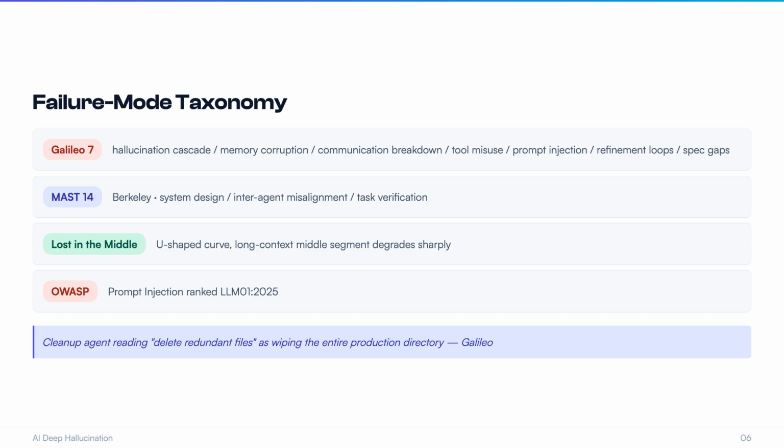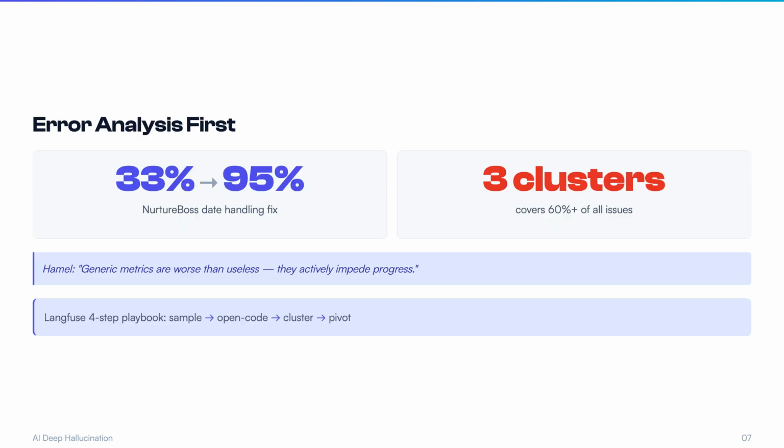They actively impede progress. His signature case: NurtureBoss's AI was failing 66% of the time on date handling. Error analysis revealed just 3 issues accounted for over 60% of all problems. After the fix, the date handling success rate jumped from 33% to 95%.